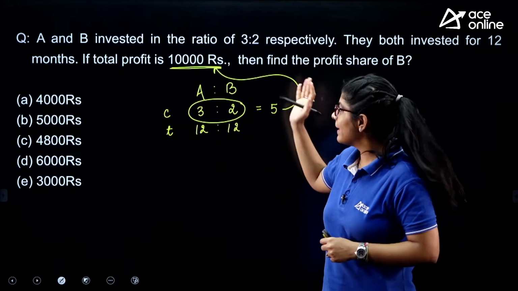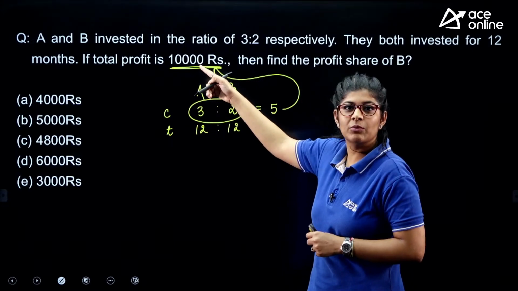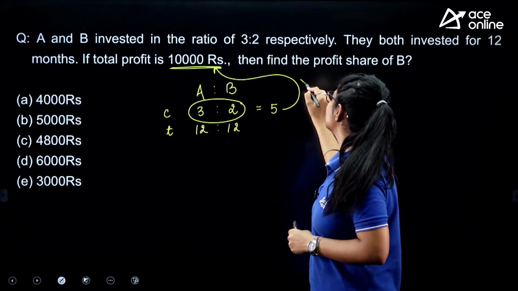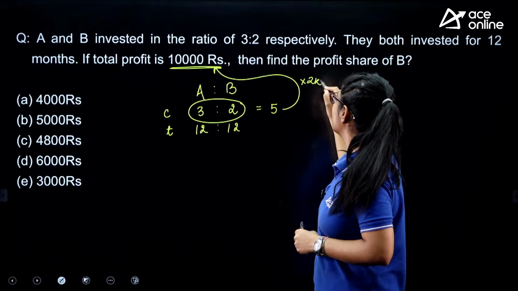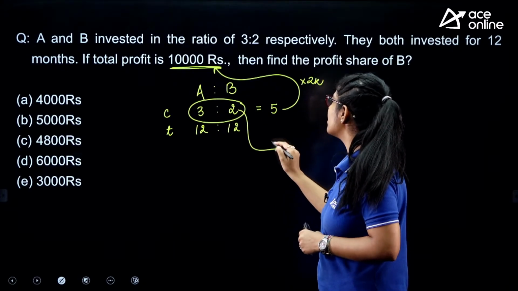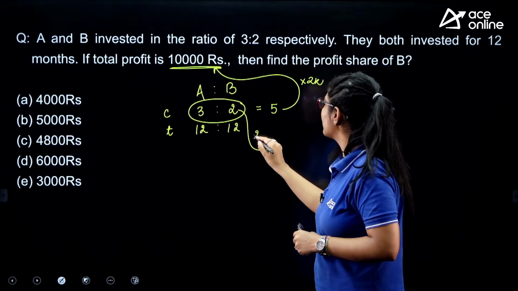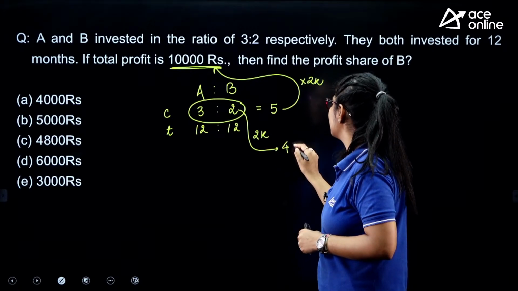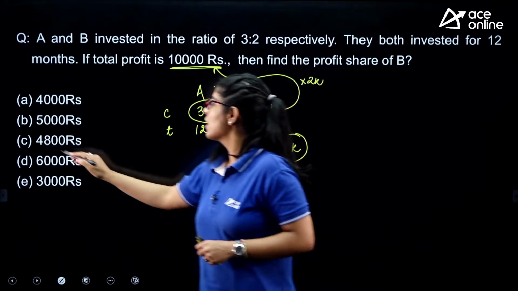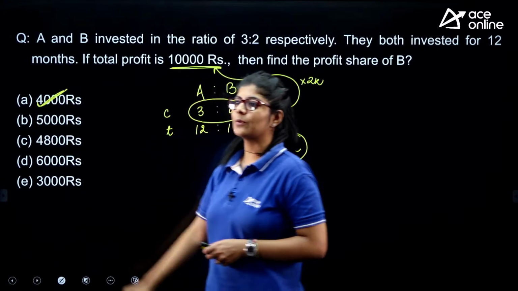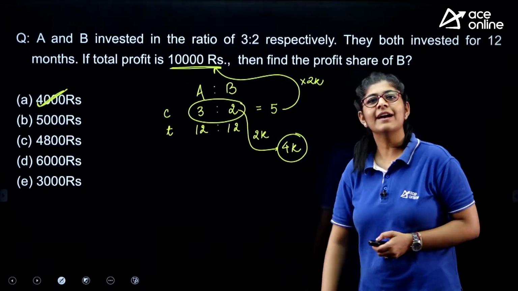That means we are having a total profit of 5 parts. But according to the question, it is equal to 10k. That means each part is a multiple of 2k. So we need to find the share of B. That is again a multiple of 2k, that means 4k is our answer. Option number A is the correct one.